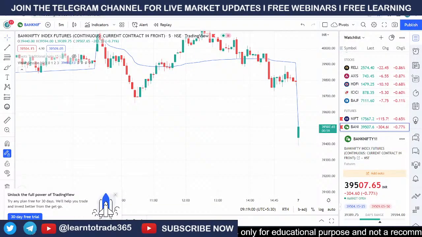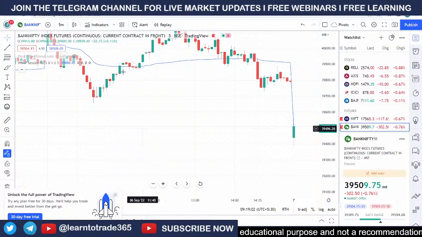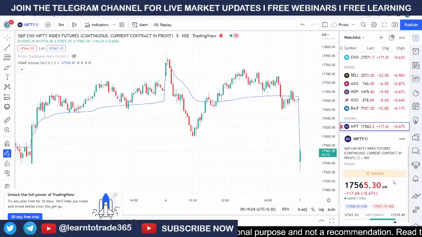The same applies to Bank Nifty: how the prices are closing compared with the morning VWAP will play a very important role for the follow-up move of any price behavior which can develop.